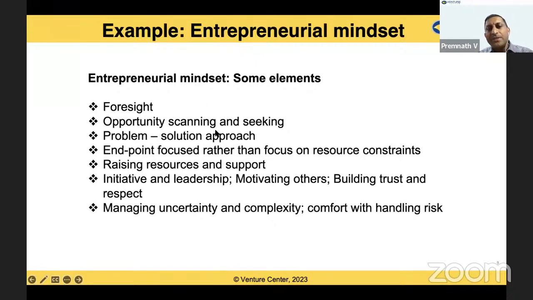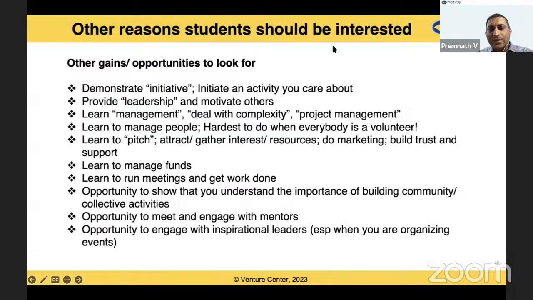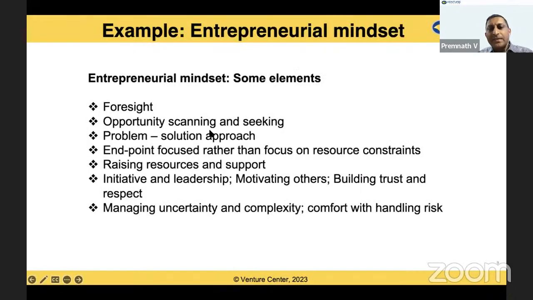Also, scanning opportunities. Entrepreneurs are continuously scanning for opportunities and problems to solve. There's also this whole issue of a problem solution approach.